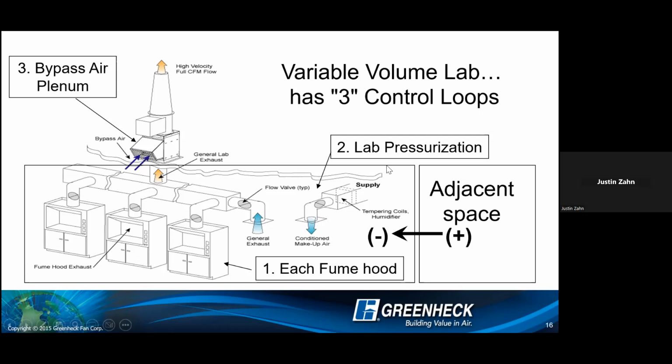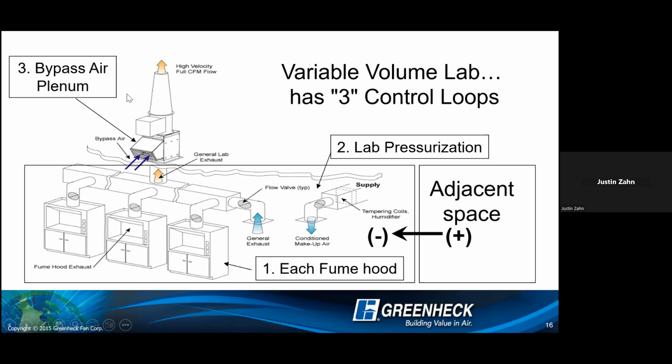Control loop number two is going to be how you pressurize your rooms. Typically, it's going to be a negatively pressurized room. You will run into different situations where rooms may be positively pressurized, mainly OR suites, maybe some different isolation rooms. But usually it's going to be a negatively pressurized room. So that's control loop number two. Control loop number three is going to be your duct static.